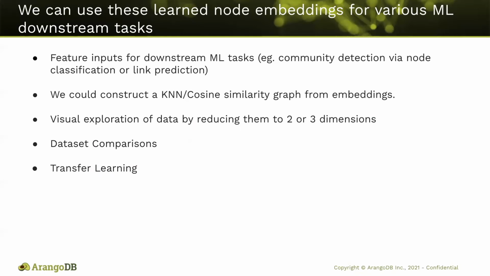The third application which we can perform with these generated embeddings is visual exploration of data by reducing these embeddings to 2 or 3 dimensions using the UMAP or t-SNE algorithm. And another application where these embeddings could be helpful is dataset comparisons and even transfer learning.